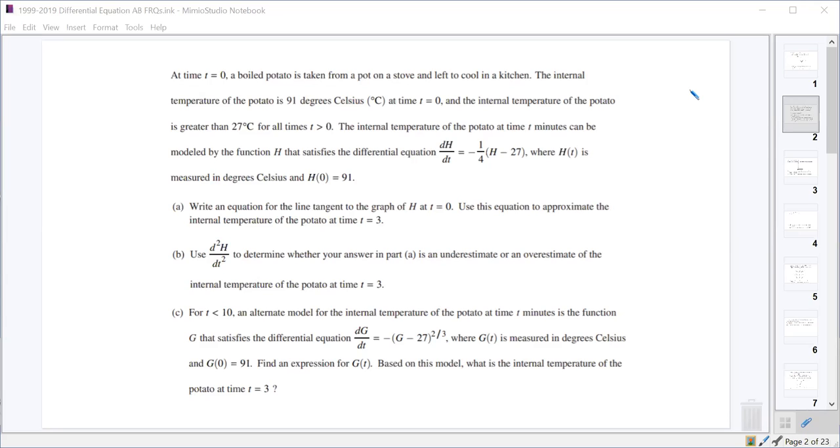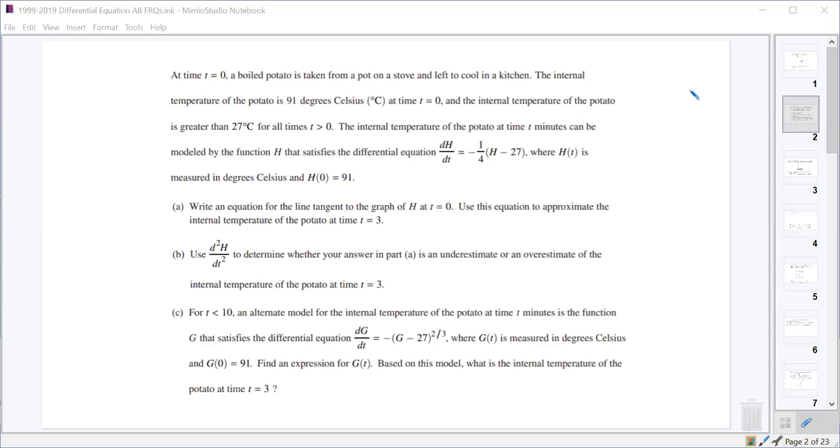But that's not what it asks us to do. The first thing it asks us to do is write an equation for the tangent line to H at t equals 0. That's something we did with the other differential equation FRQs also, right? That should be pretty straightforward, I hope, but we're going to work through it together just to make sure.